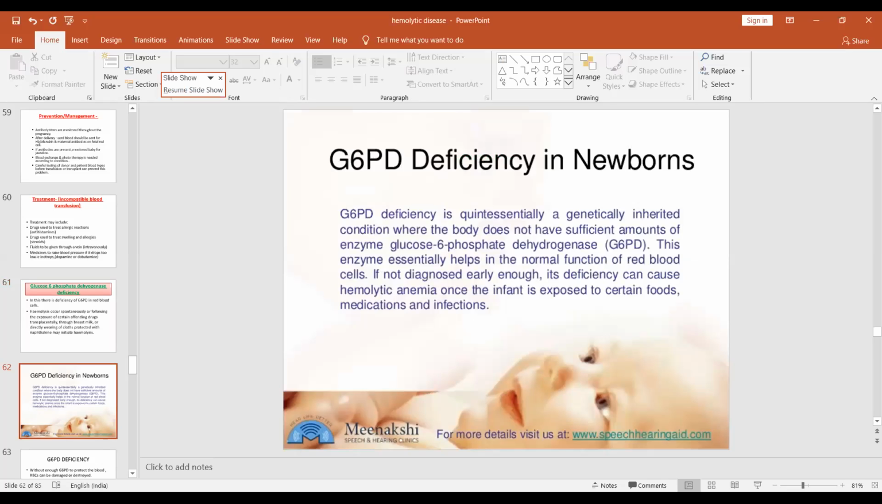So G6PD deficiency in the newborn: this is the enzyme essential for normal function of the red blood cells. If not diagnosed early, the deficiency causes hemolytic anemia.